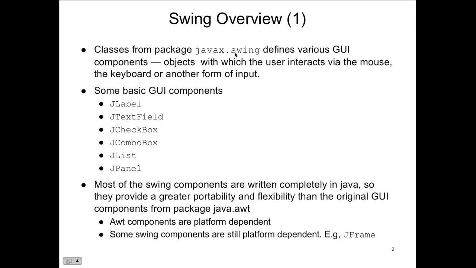And swing, why did I call it swing? Another good question. Well, it defines the various GUI components. Swing, GUI, maybe swinging from trees, I don't know. I don't know what the X or the swing could possibly refer to, but maybe if you look it up online, there's probably an explanation for it. So, objects for which the user interacts via the mouse, the keyboard, and other output and input devices.